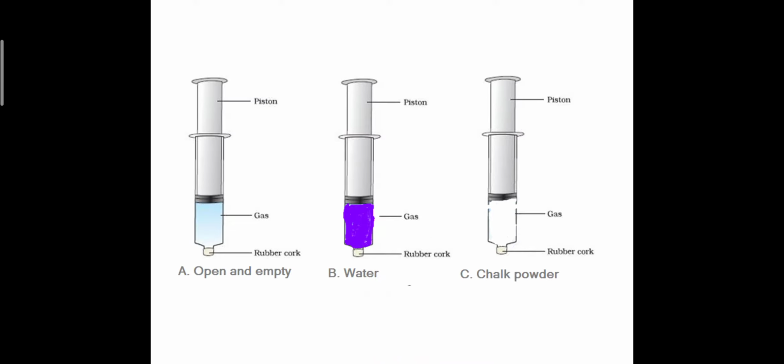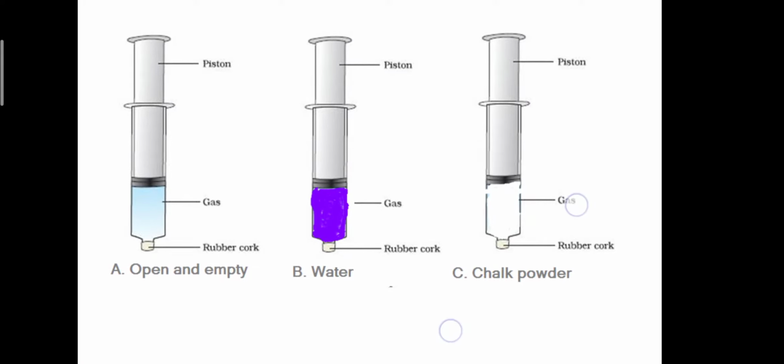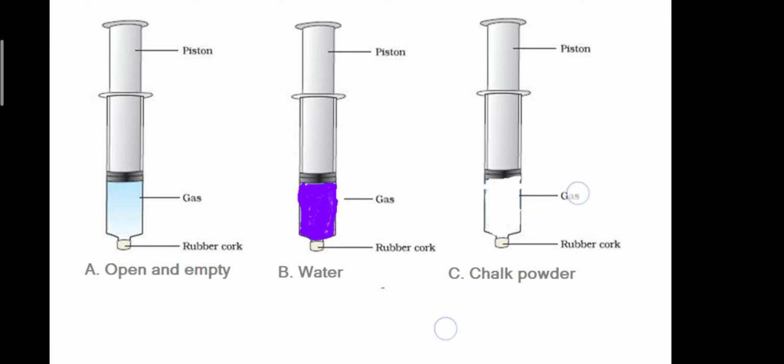Now what you have to do, you have to take three syringes of this type. In the first syringe you have to open the piston and keep it untouched. In the second syringe you have to fill water, and in the third syringe you have to fill a piece of chalk. Now you have to apply a little Vaseline or some amount of oil on the piston, and then you have to put back all three pistons respectively.